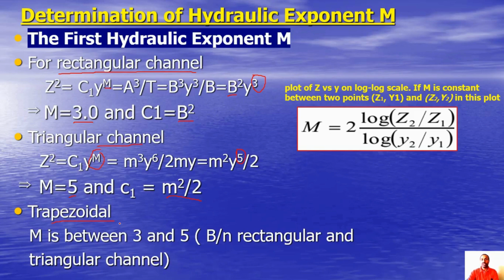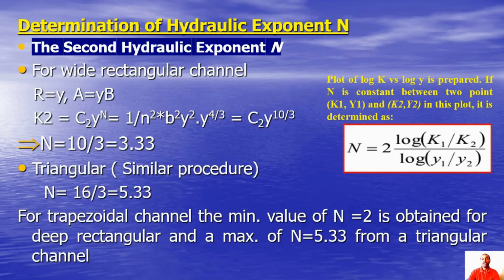And for trapezoidal channel, again, you can determine m, or you can plot z, which is section factor, versus y on log scale. Then if m is constant between 2 points z1, y1 and z2, y2 in this plot, then you can have this equation to find m. If m is difficult to calculate using this equation, you can use this one: 2 log of z2 over z1, over log of y2 over y1. But you have to have 2 points, z1, y1 and z2, y2.